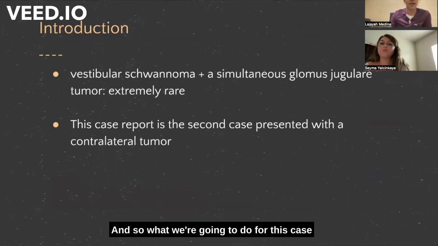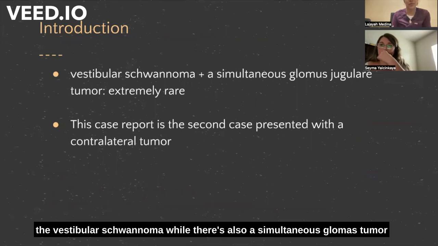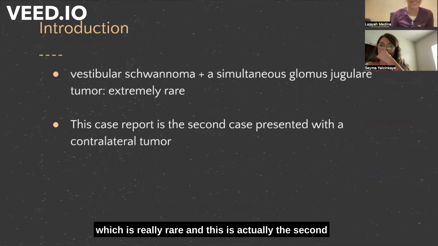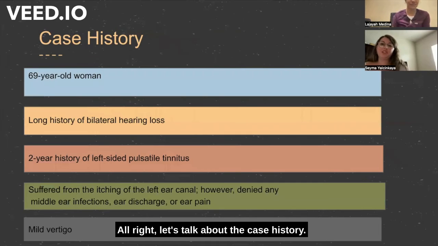And so what we're going to do for this case report is talk about the vestibular schwannoma, while there's also a simultaneous glomus tumor, which is really rare. And this is actually the second case to be presented with a contralateral tumor. All right, let's talk about the case history.